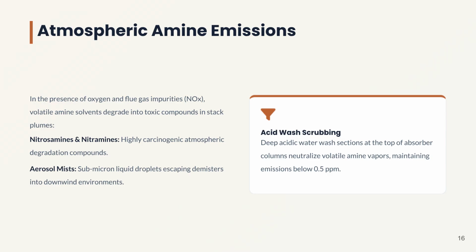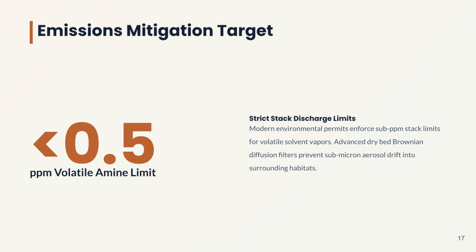Moving on to atmospheric amine emissions, volatile amine solvents can degrade into toxic compounds like nitrosamines and nitramines when exposed to flue gas impurities and oxygen. Acid wash scrubbing is utilized to neutralize these vapors, keeping emissions below 0.5 parts per million. Our emissions mitigation target aims for a strict sub 0.5 ppm volatile amine limit. Modern permits enforce these standards, supported by advanced dry bed Brownian diffusion filters to prevent aerosol drift.